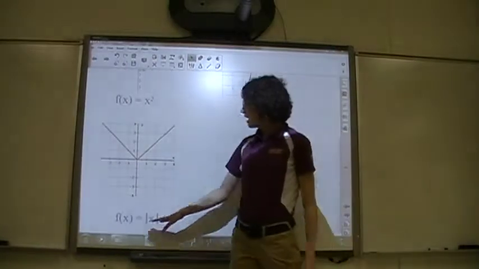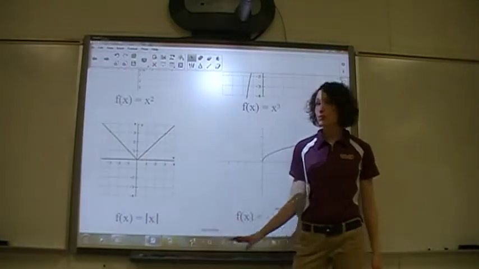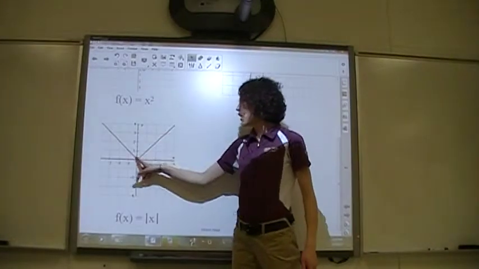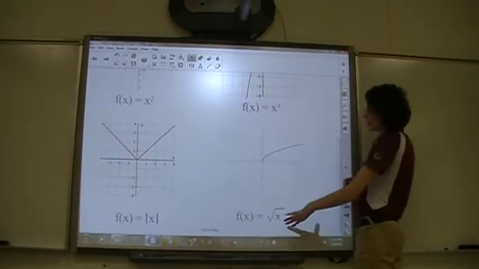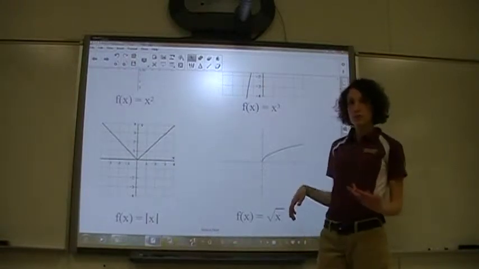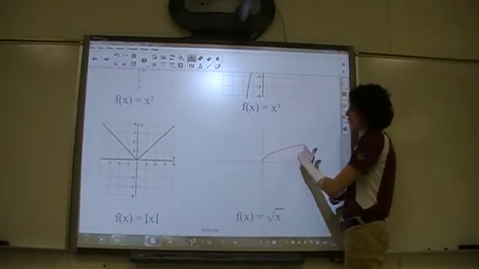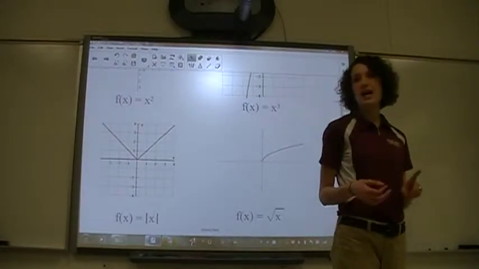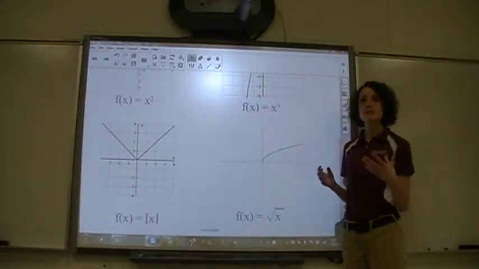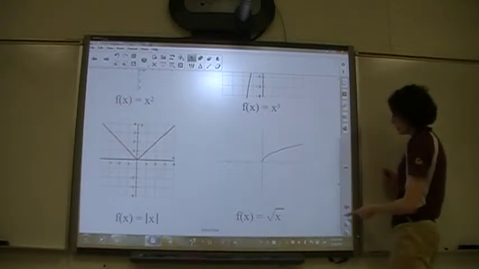Then we have our f of x, which is going to be the absolute value of x. That's going to be our v. So that's our absolute value. Then we have f of x equals radical x, or the square root of x, and I think of this as being an eyebrow. So we have our smiley face, squigs, v, and eyebrow. You need to know those 4 to be successful in this topic.